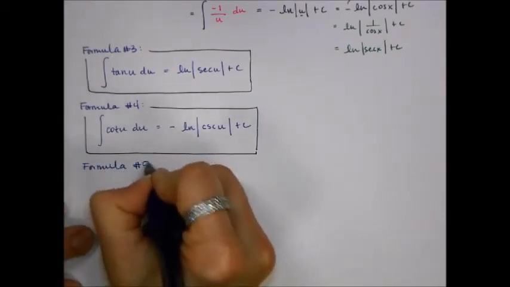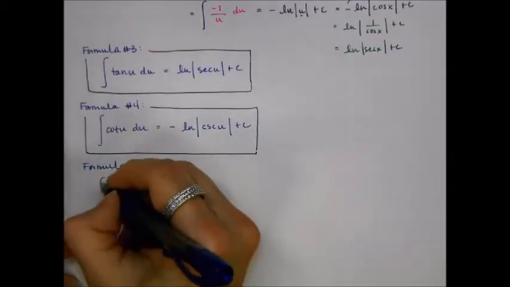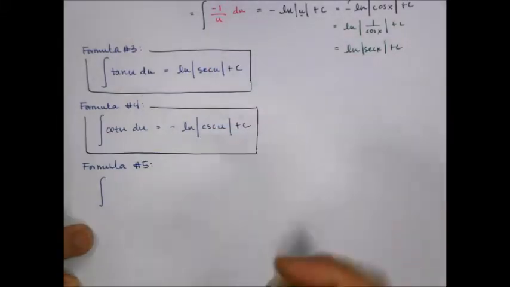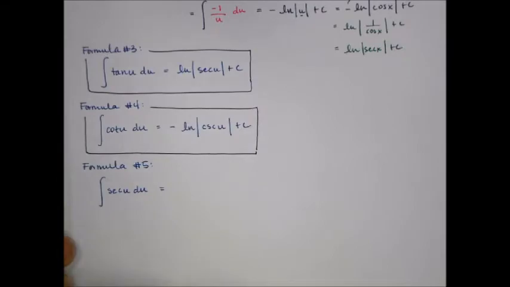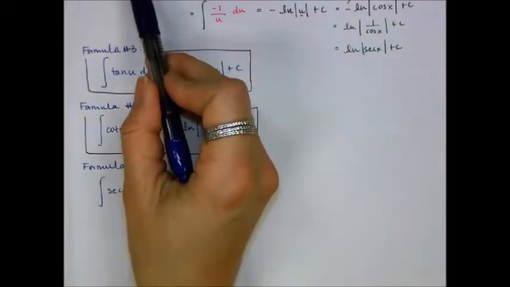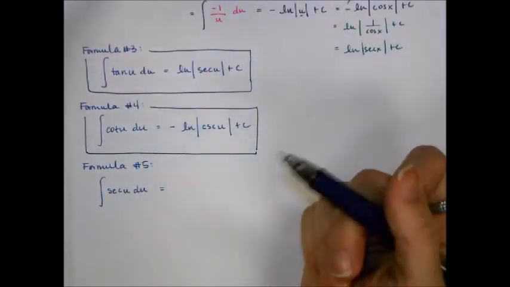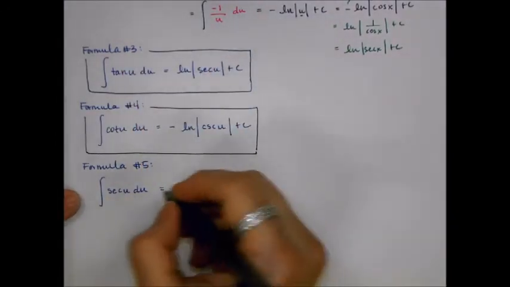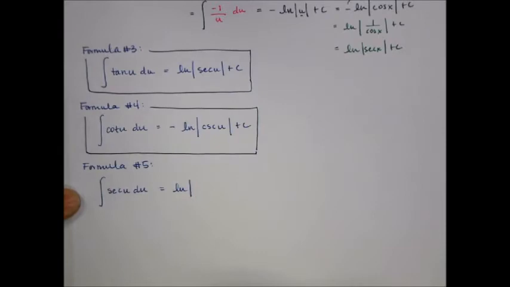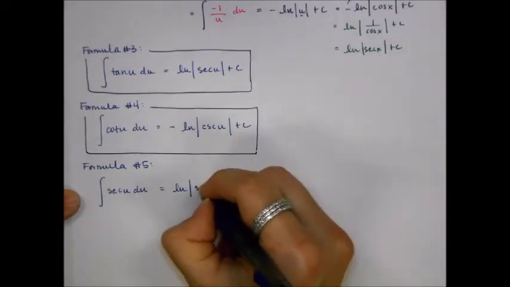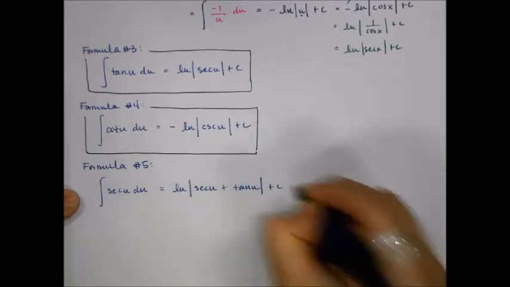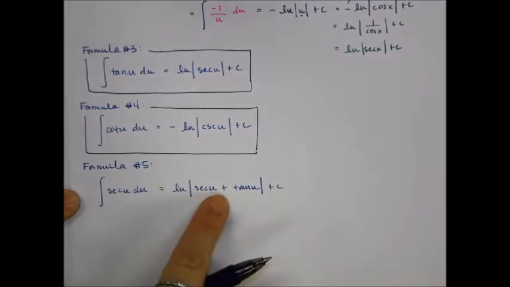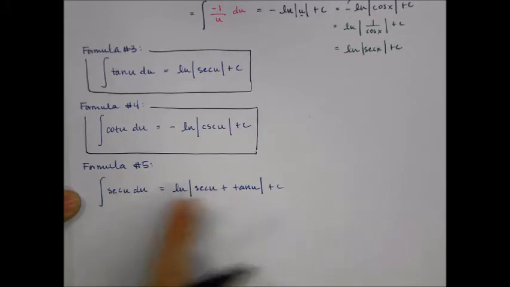So the next one, we want to be able to integrate secant and cosecant as well. So the integral of secant u. So again, we associate secant with tangent. Remember, the derivative of secant is secant times tangent. When you integrate secant, you end up with the natural log of the absolute value of secant u plus tangent u plus c. So that's a little bit different. The derivative has a product. The integral has an addition sign.